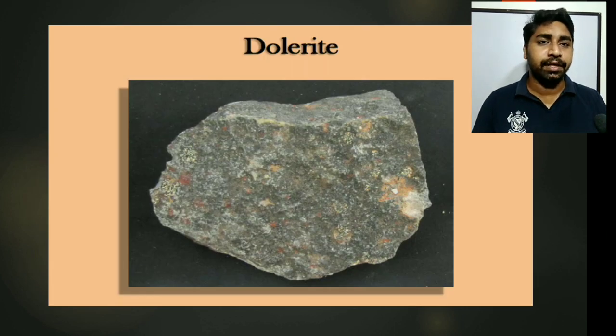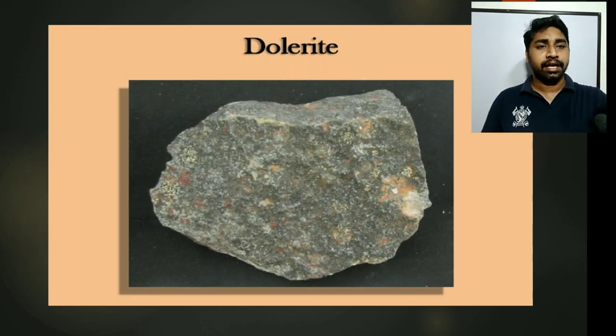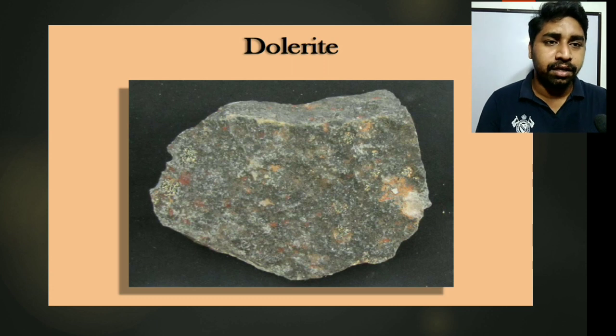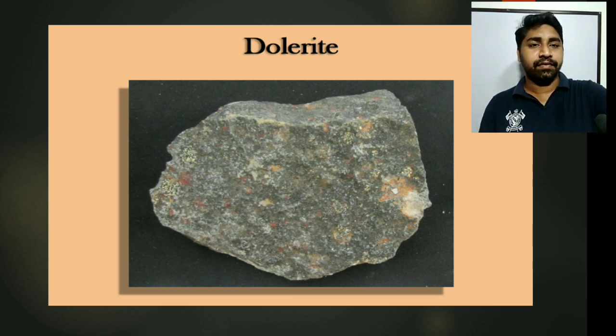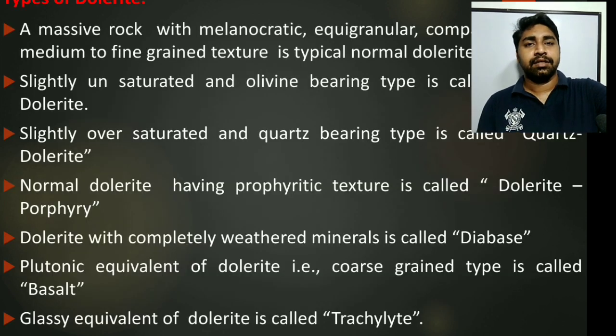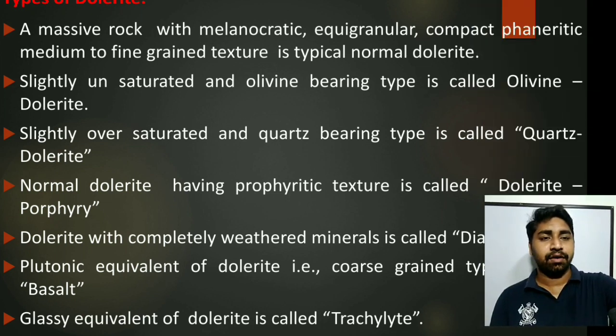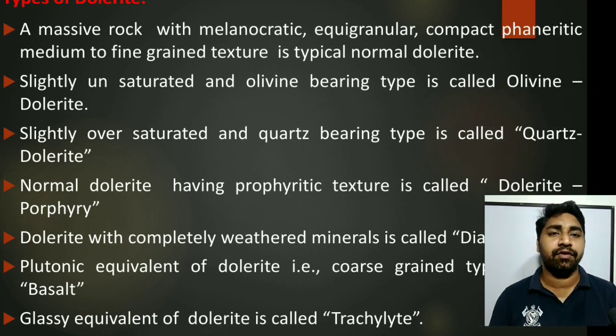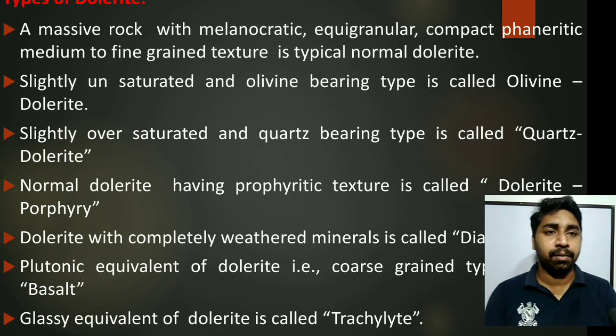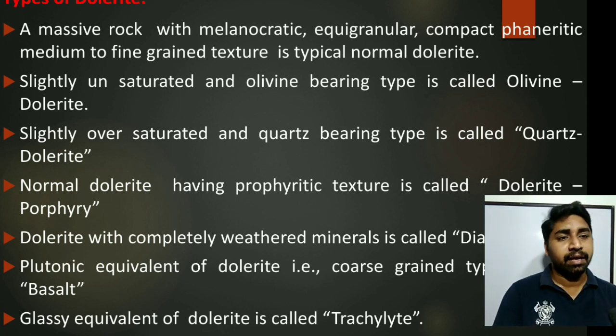So this is the picture you can see here. Dolerite has a dark colored appearance and a fine grain texture, and we can observe an equigranular texture here. All grains are of equigranular size. Coming to the types of dolerite, there are so many varieties based on the chemical composition, based on the availability of minerals in that dolerite.